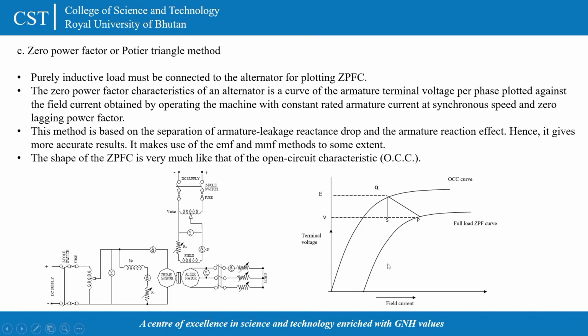This is the curve for the zero power factor, and from the open circuit characteristic curve and the full load zero power factor curve, we will get this triangle, which is known as the Potier triangle. And this is the circuit diagram for the zero power factor.